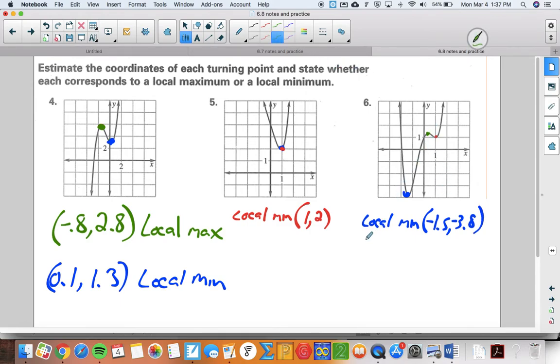Here's a local max because it's higher than the points around it. So you're at 0.2 and 1.2. And this red dot is actually a local min because it's lower than everything around it. If water were moving, it would sink down to there because that's the lowest point relatively. That's at about 1, 1.